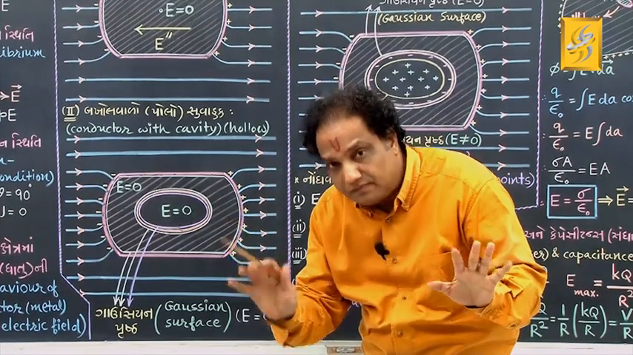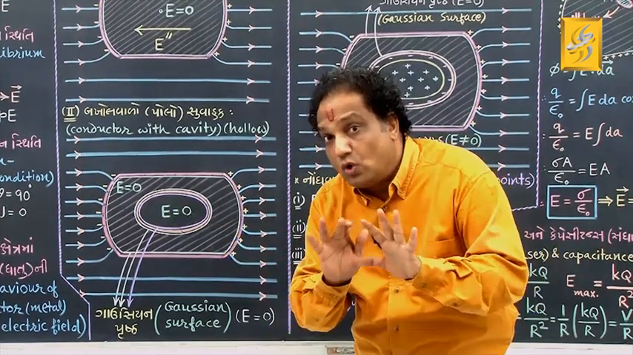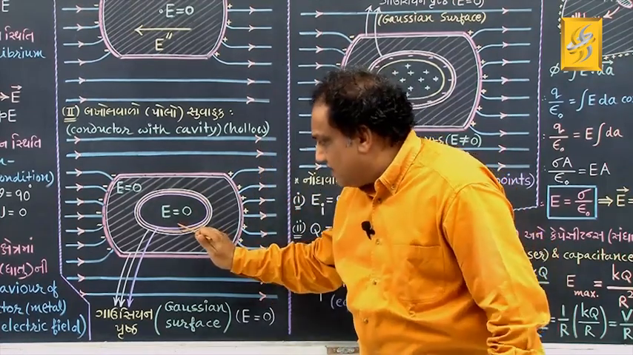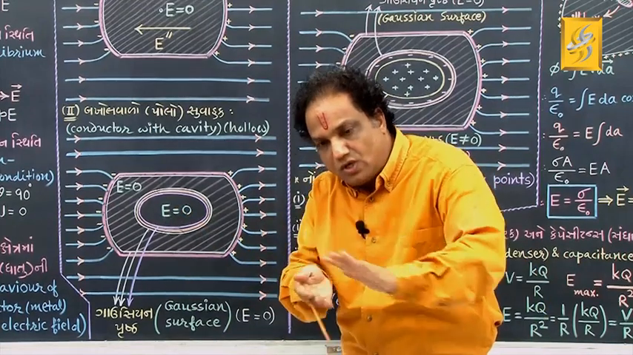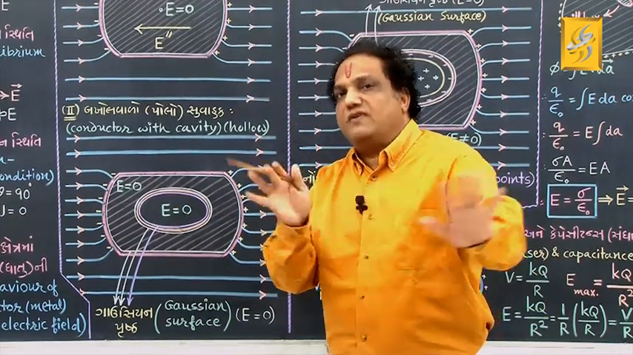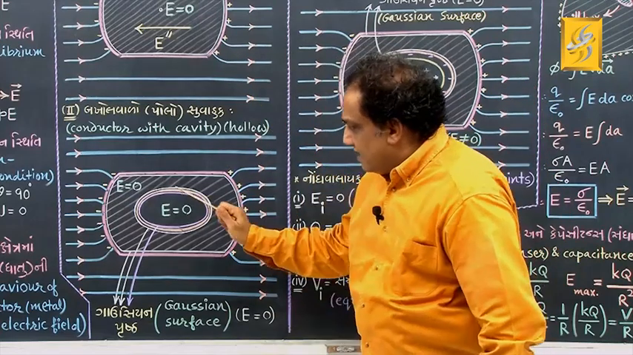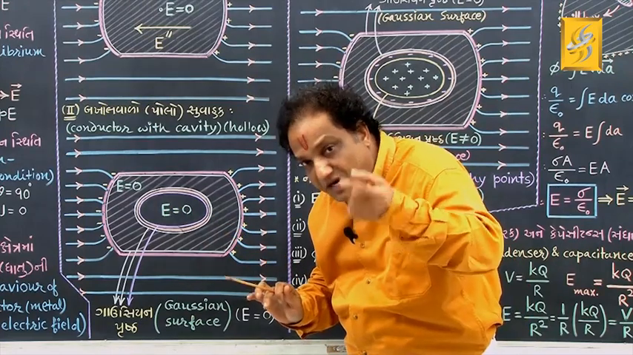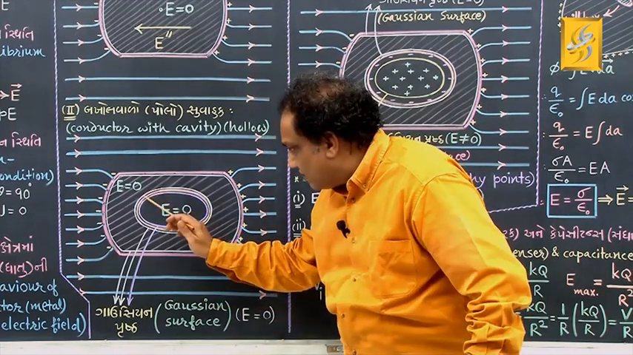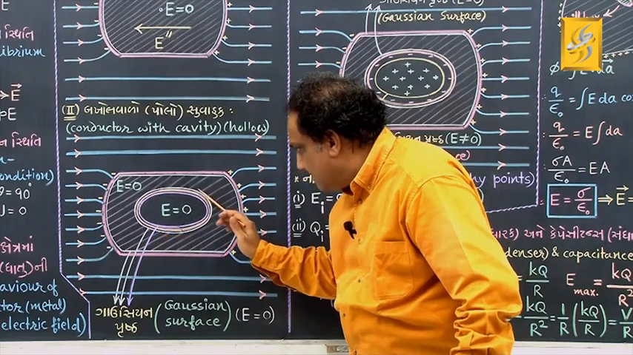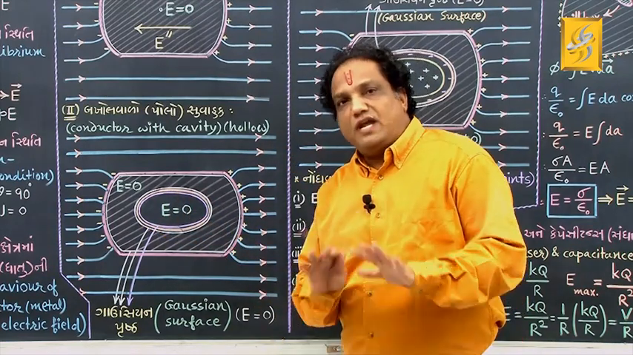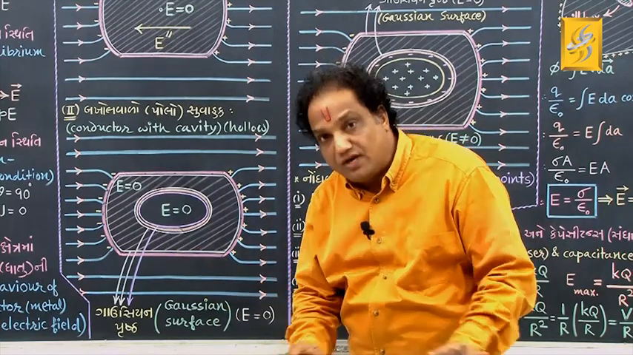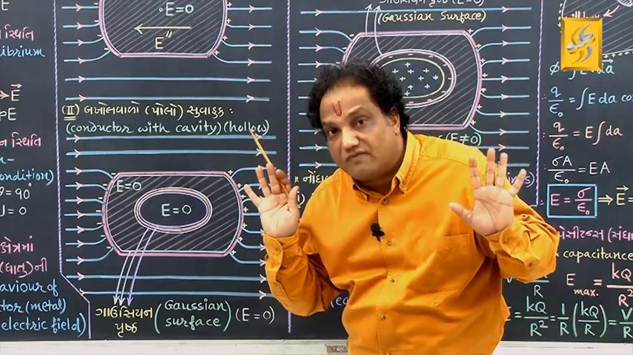No electric field, no electric field lines, no linkage of any electric flux. So inside the cavity, no charge is enclosed, no electric field, no electric flux. And if you select a Gaussian surface just outside the cavity, but inside the metallic conductor, then this Gaussian surface also does not enclose any charge, does not have any electric field, and does not have any linkage of electric flux.